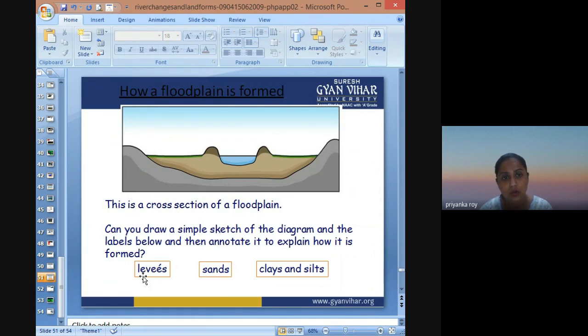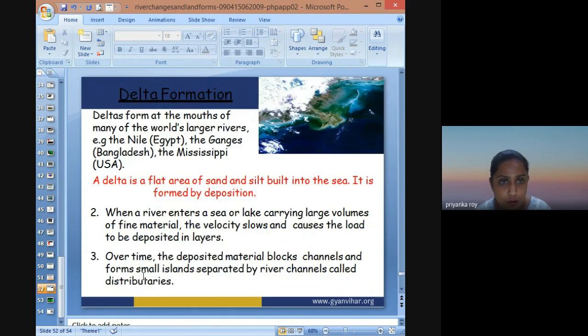So here there is a cross section of floodplains, and you can draw a simple sketch of the diagram, label it, and show another explanation of how levees, sand, clay and silt are formed. Then we have delta formation, that is at the mouth of the river.